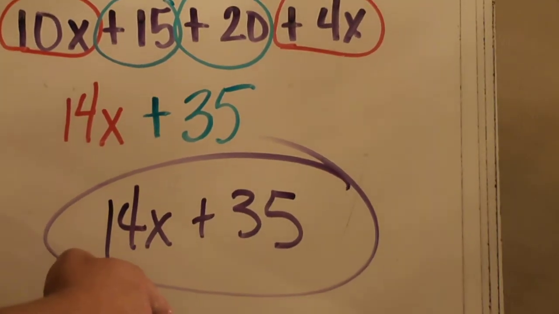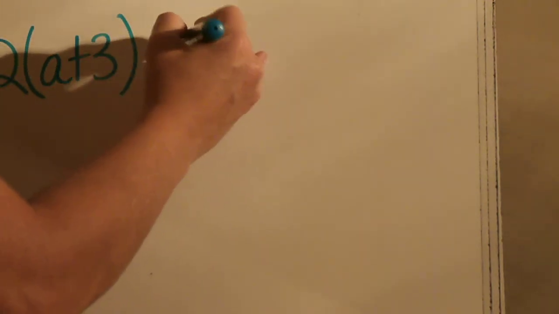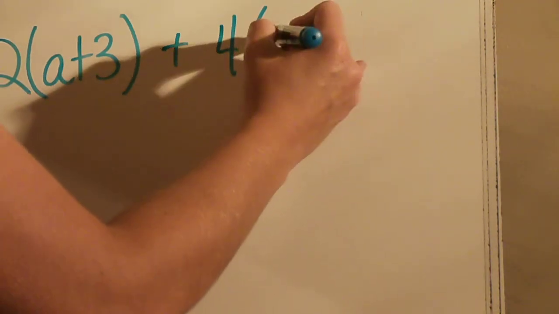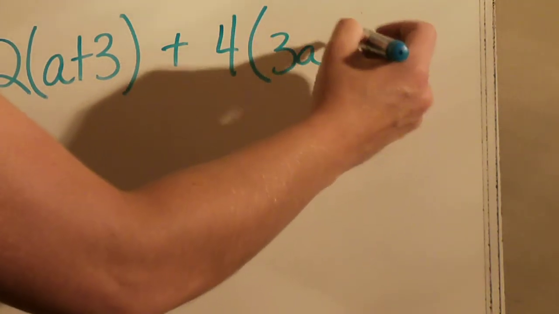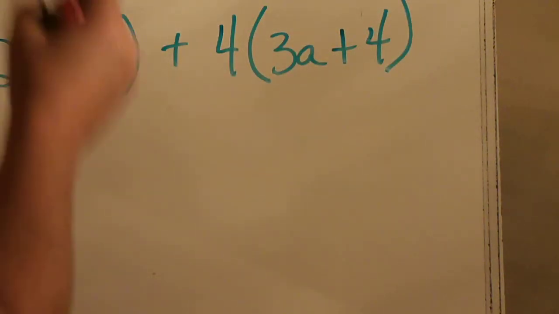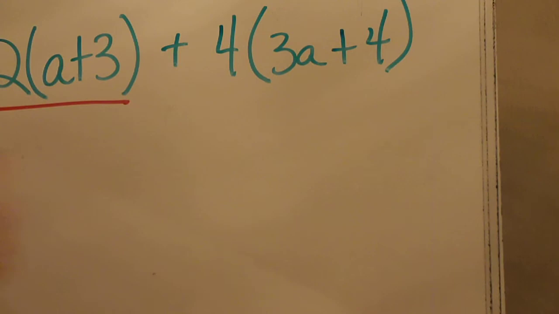Okay? Let's do one more example in which we have two series of distributions before we simplify. We have 2 times the sum of a number and 3 plus 4 times the sum of 3 times a number and 4. Okay? I have distribution needing to take place here and distribution needing to take place here.